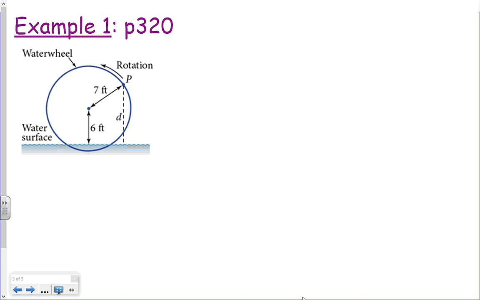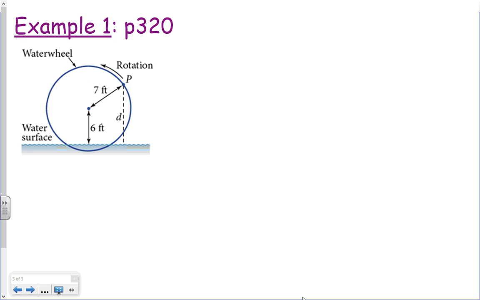This is a water wheel problem. It says, suppose that a water wheel in figure 6-7b, and that's what we've got up here on the board, rotates at 6 revolutions per minute. 2 seconds after you start a stopwatch, the point P on the rim of the wheel is at its greatest height, which is 13 feet above the surface of the water. And the center of the wheel is 6 feet above the surface. All right, so for part A, I want you to sketch the graph of D as a function of time in seconds since you started the stopwatch.